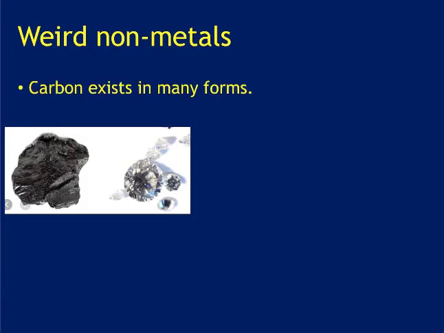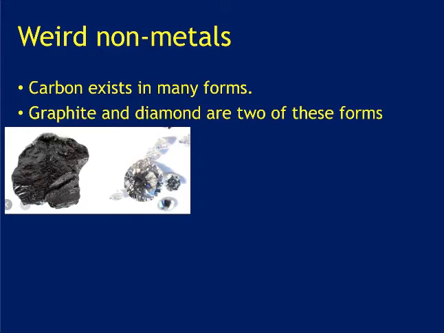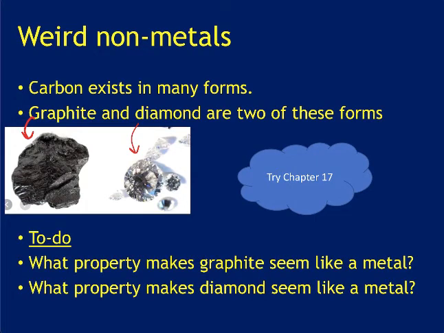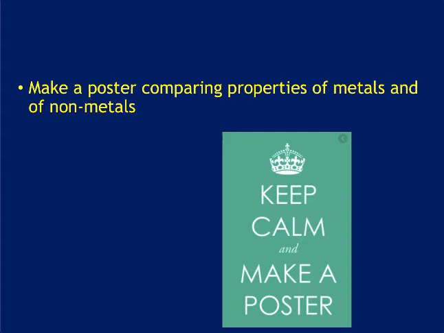And again in chapter 17, carbon is a non-metal and it exists in a number of different forms, and these are two of the forms. So this is a thing called graphite. We use it in pencils nowadays, and we use it in hockey sticks, in tennis rackets, and versus diamond. So there are two forms of carbon, and in chapter 17 graphite has a property that makes it seem like a metal, and diamond also has a property that makes it seem like a metal. So have a look and see, can you find them in there?